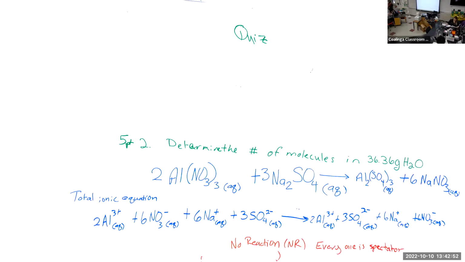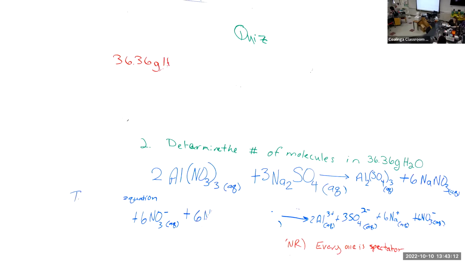Part 2. It says determine the number of molecules in 36.36 grams of water. Where am I going to start? So I have 36.36 grams of H2O. So how would I be able to determine the number of molecules? So molar mass H2O. What is the molar mass of H2O?